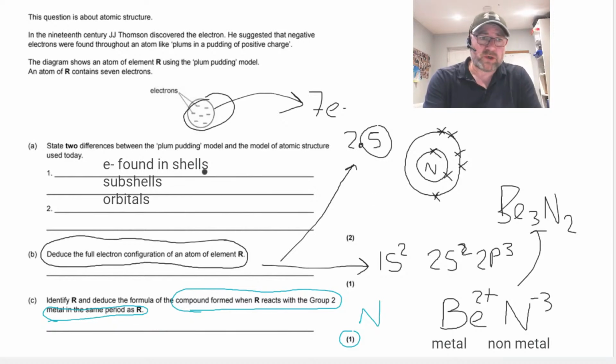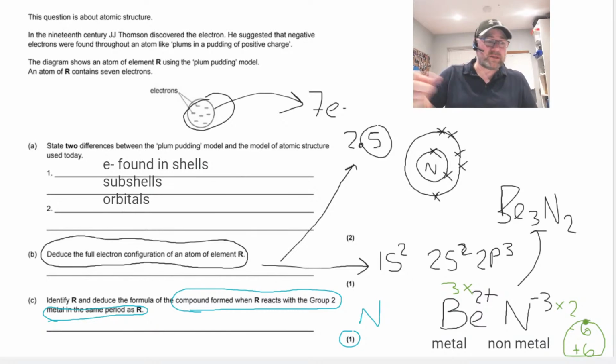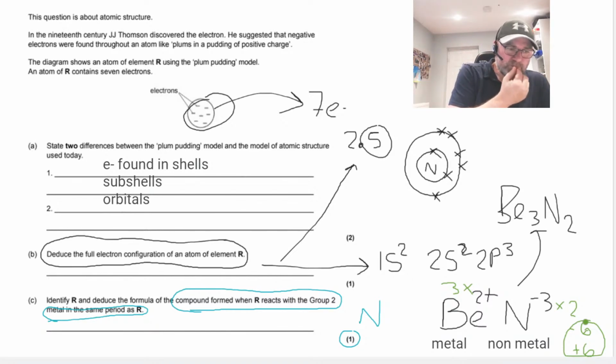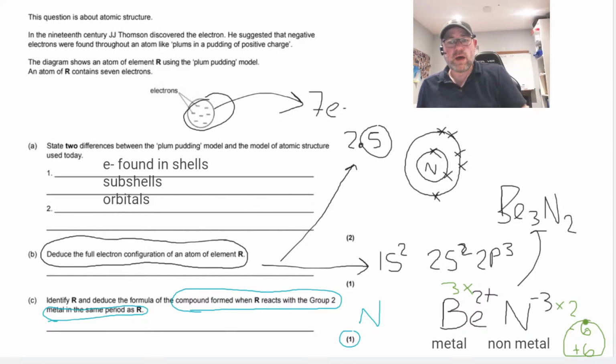Personally, I don't use the swap and drop. I cancel out the charges. So I go like this. I go, right, I need to cancel them out. What can I multiply them by? I go, right, if I multiply nitrogen by 2, I get -6. And if I multiply beryllium by 3 times 2 plus, I get +6. And +6 and -6 cancel. So when I'm working out compounds, that's what I do. But some people do the swap and drop method. Yeah, you could do that method as well. Personally, I just kind of multiply them up.